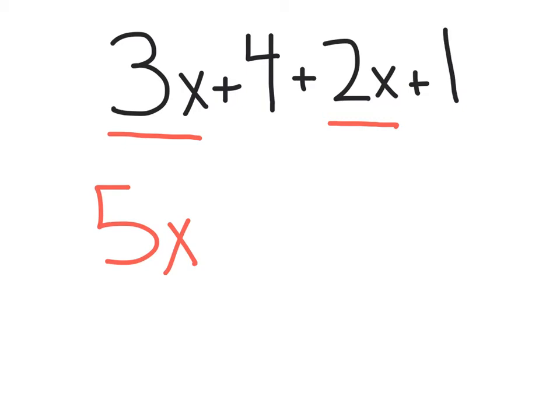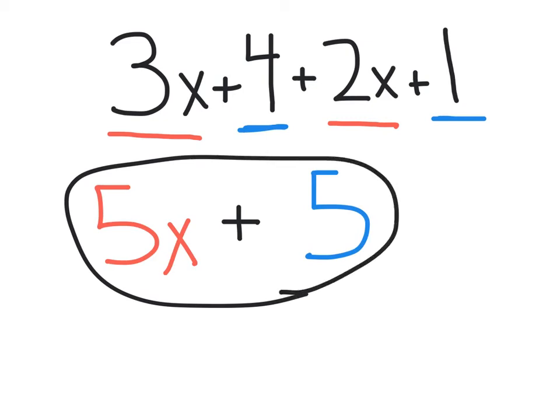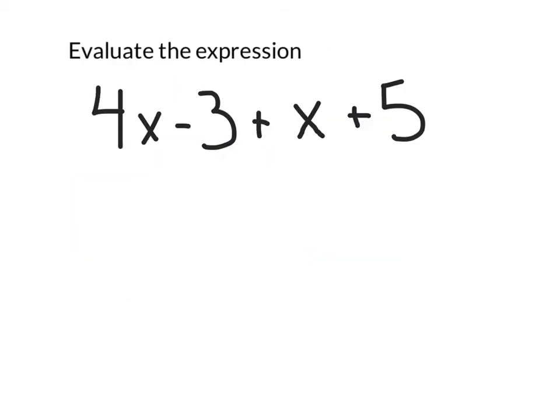Next, we have our constant terms that are alike, the 4 and the 1. Each of these terms do not have a variable. We can do 4 plus 1 to get 5. This simplified, broken down expression would be 5x plus 5. Let's do one more example.